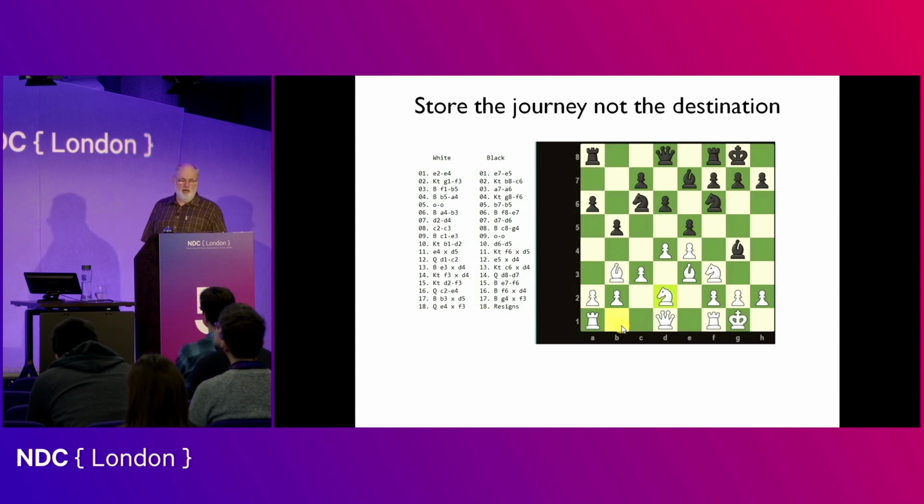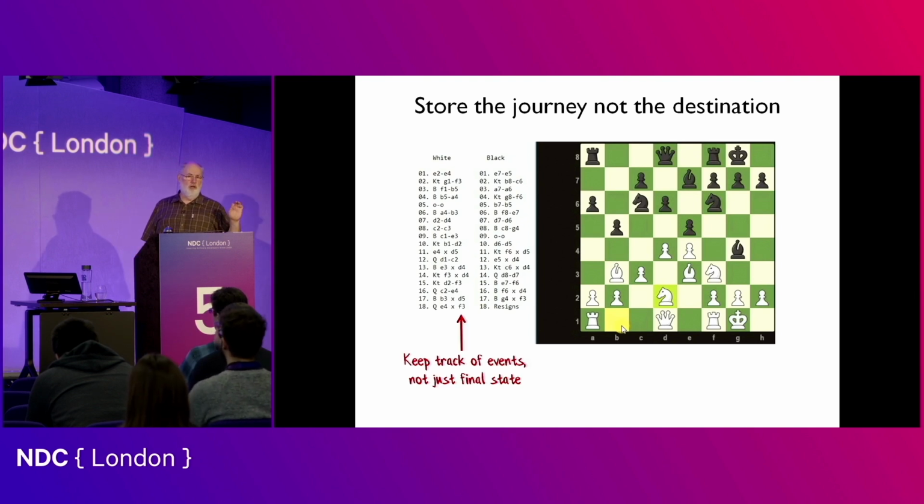If you look at a chess game, you don't store what the final result of the game is. You want to know, how did you get there? Who played which move at which point, right? So those moves are events. And if you want to record a chess game, you want to record all the individual moves. You don't just want to have the final state of the board. That's not very helpful.